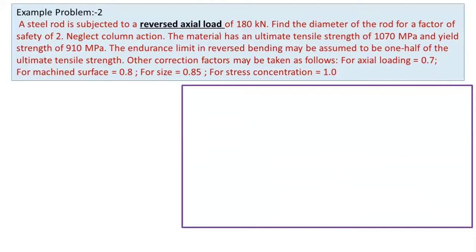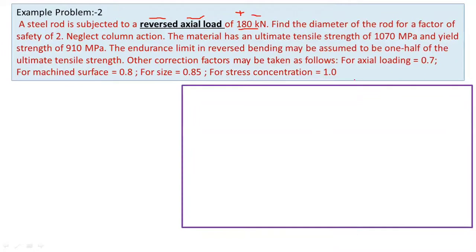So here the load is given, that is 180 kilonewtons. But this load is a reversed axial load. Reversed means plus and minus. That means plus 180 kilonewtons for maximum load, and minus 180 kilonewtons is the minimum load. Reversed axial load means you have to consider positive and negative loading, of the same value.